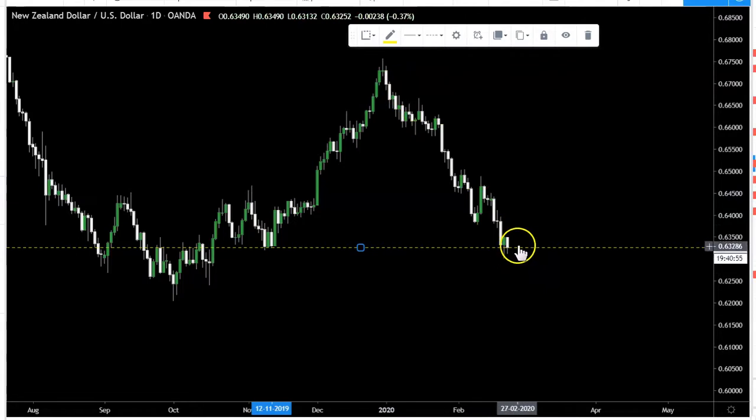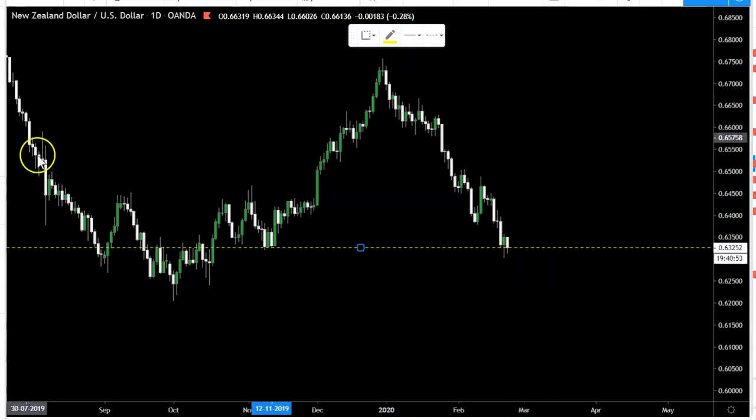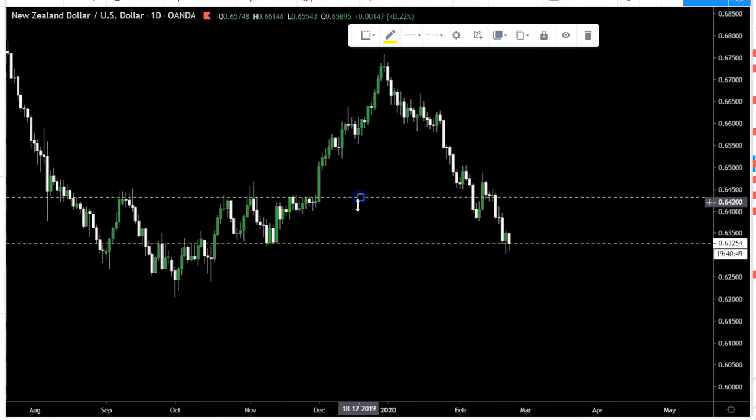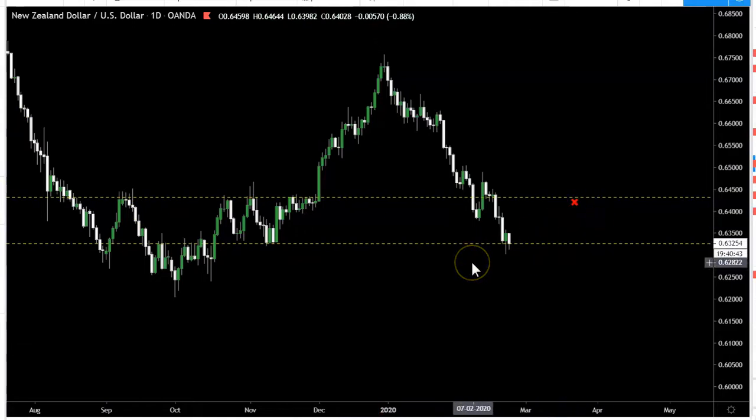It's due for a pullback, there's no question. And if we get a pullback, if I go and have a go at trading a pullback, I'd be looking at these areas up in here. But I see nothing to convince me that this is a reversal. Nowhere near it.